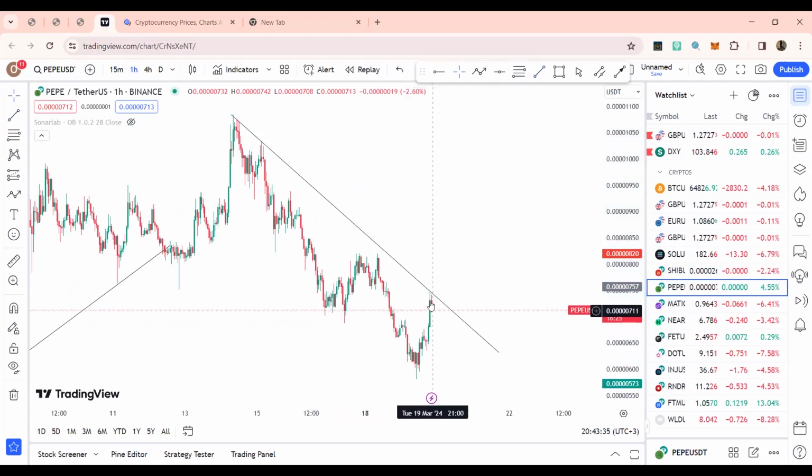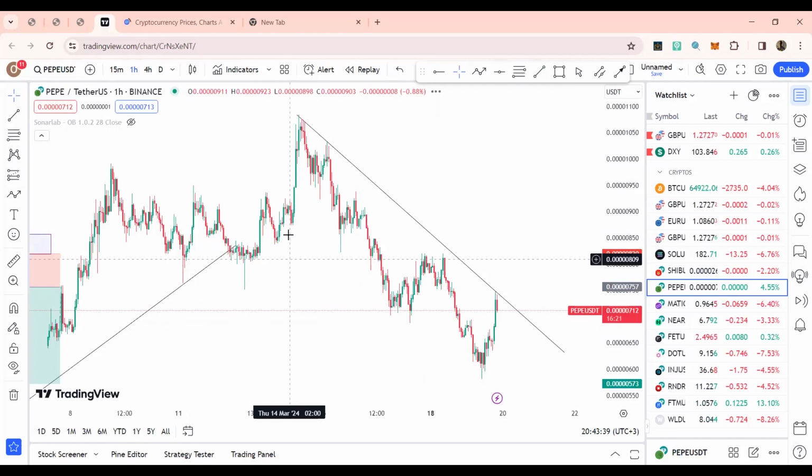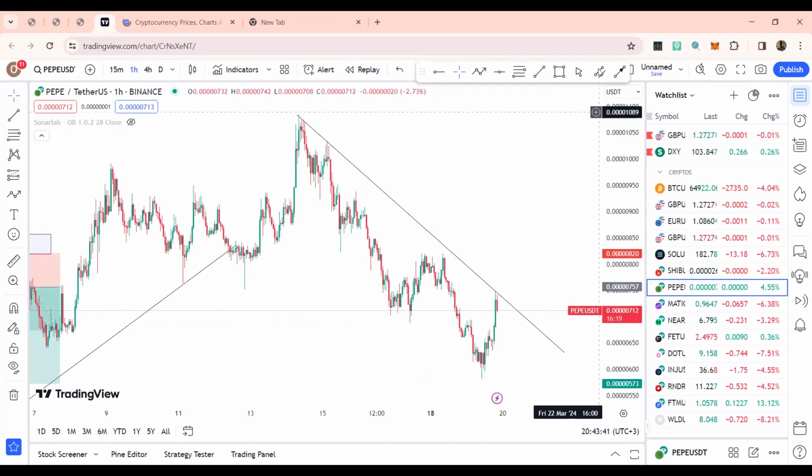Okay, we have had that reaction. For me to get a good movement off of Pepe, I would like to see it break a level. Guys, we're ending this live.